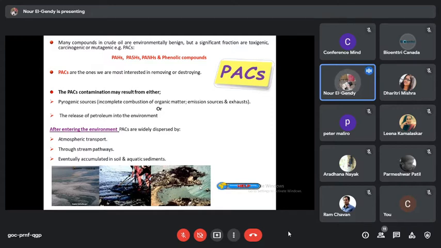There are two sources of polyaromatic compounds: the biogenic sources, which come from the incomplete combustion of organic matter and emission sources and exhaust, and also the petrogenic source, which comes directly during the formation of an oil spill. Generally, polyaromatic compounds persist for a long period of time in the environment, and they are known to be carcinogenic, mutagenic, toxic, and of high toxicity to human beings and all living organisms on Earth.